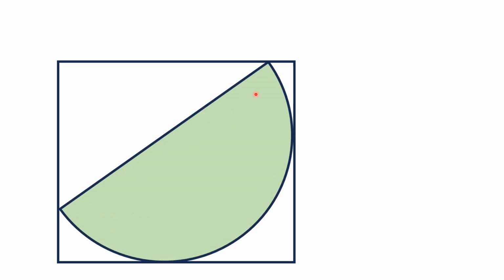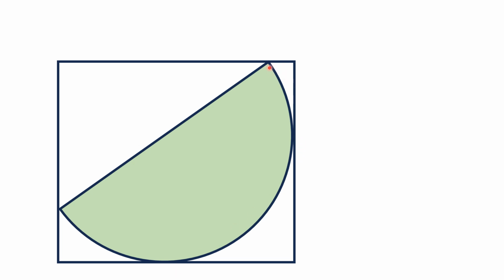In this video, given is a rectangle in which a semicircle is placed in such a way that the two corners of the diameter of the semicircle coincide with two adjacent sides of the rectangle, while the other two adjacent sides of the rectangle are tangent to the semicircle.